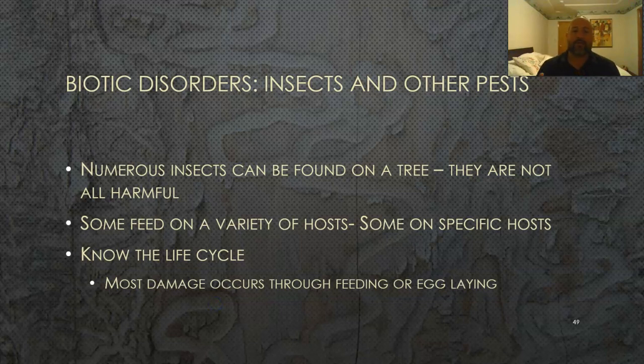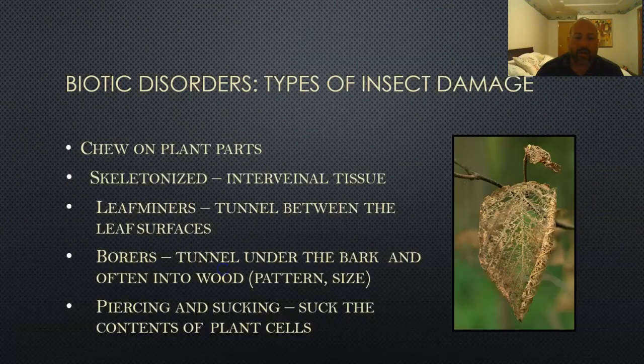And so in terms of looking at insects and other pests, numerous insects can be found on a tree. They're not all going to be harmful. Some are going to feed on a variety of hosts. Some are going to feed on specific hosts. And it's really important to know the life cycle of the insects. Most of your damage with insects is going to occur either through their feeding or through their egg laying. In the background here is a bark beetle gallery, and that's the idea of them feeding on the tree and how they cause these galleries to occur.